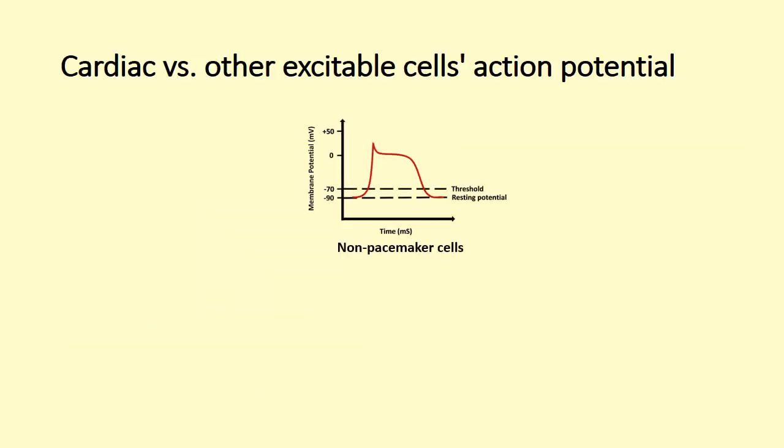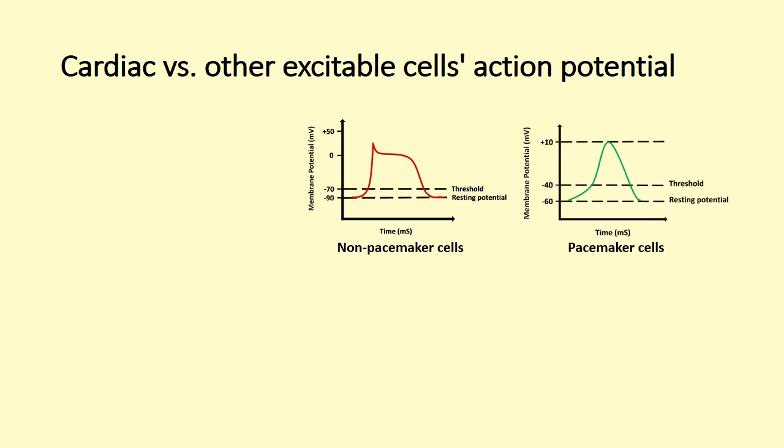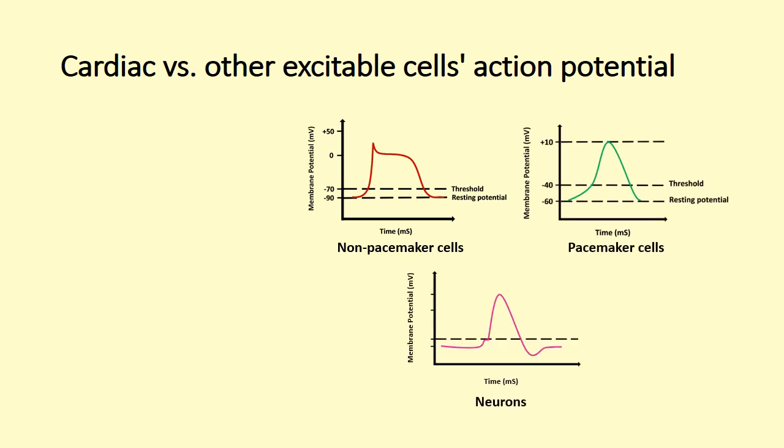The action potential in cardiac cells differs from that in other excitable cells such as nerves. The duration of the action potential in cardiac cells is longer than that in nerve and muscle cells. In nerve and muscle cells, the action potential is generated due to the opening of fast sodium channels, and the influx of sodium ions depolarizes the cell membrane. While in pacemaker cells, the flow of calcium ions plays an important role in depolarization.